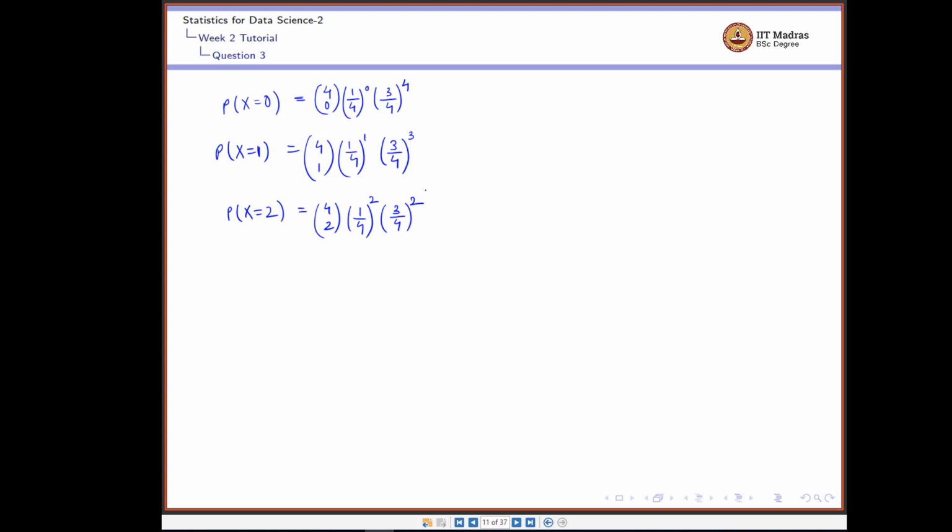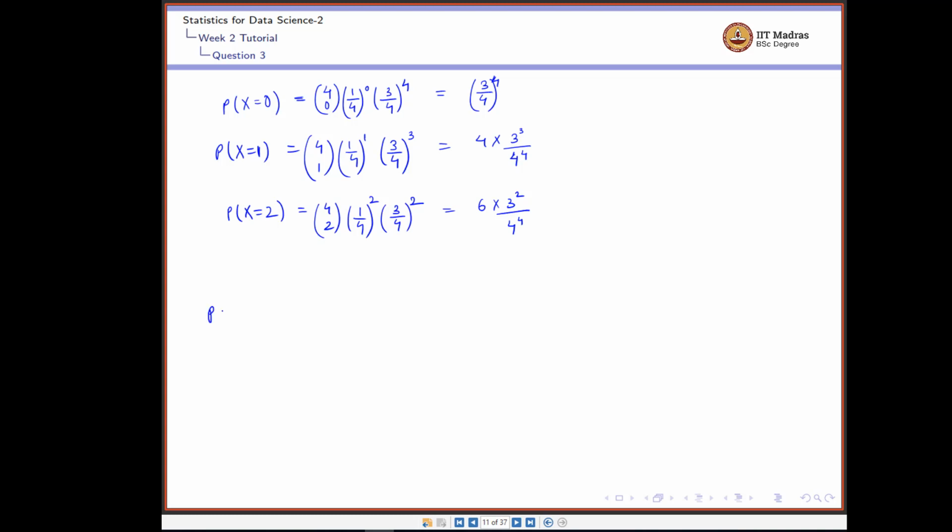So if you solve it, you will get: 4C0 is 1, so this is 3^4 by 4^4. This is going to be 4 times 3^3 by 4^4. And this is going to be 4C2, so this is 6 times 3^2 divided by 4^4.